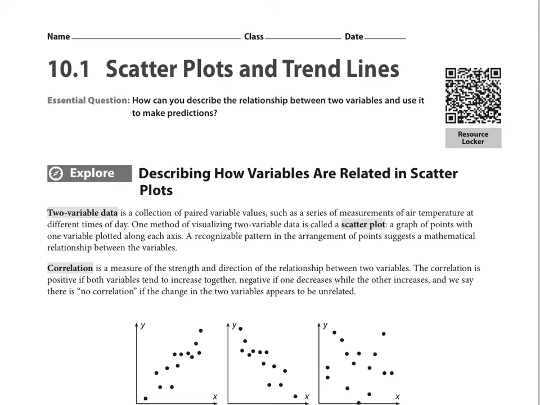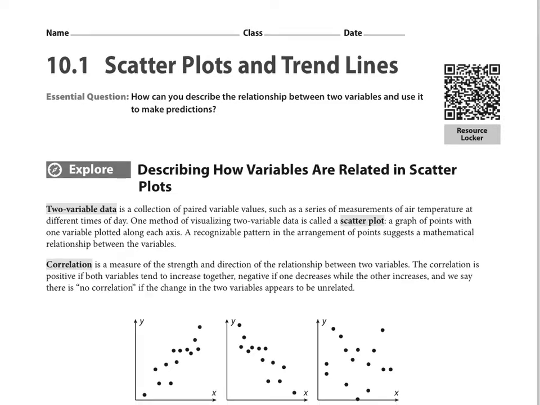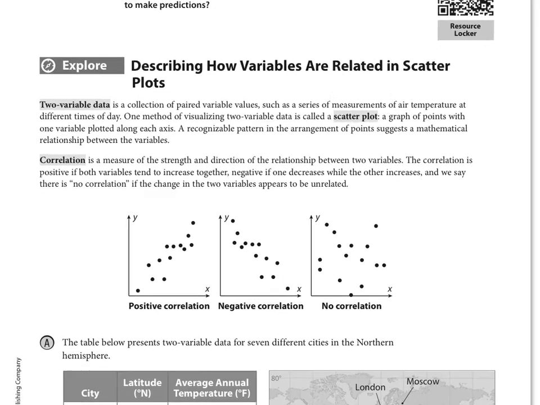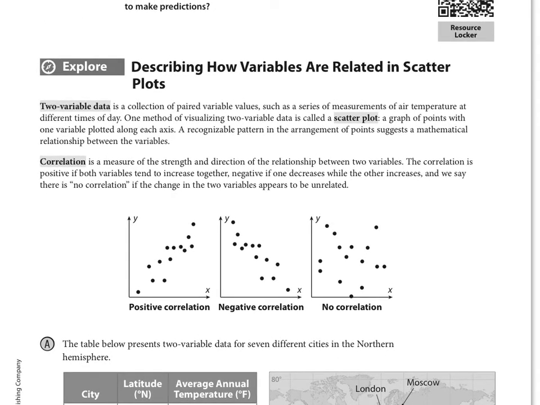And so let's talk about some vocab first before we get into this. First, in order to deal with scatter plots, we are looking at specifically two variable data, and that just means we have two different things that we're comparing. So things like air temperature versus time of the day. Air temperature could be our Y value and time of day could be our X value. And so this is all going to be organized into a scatter plot.